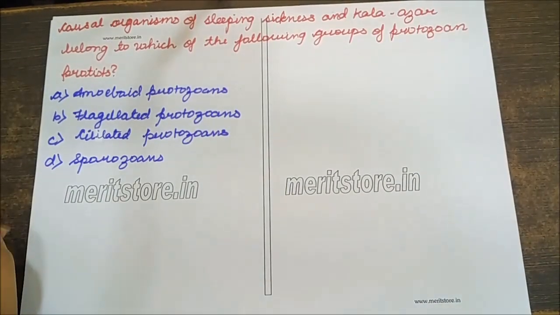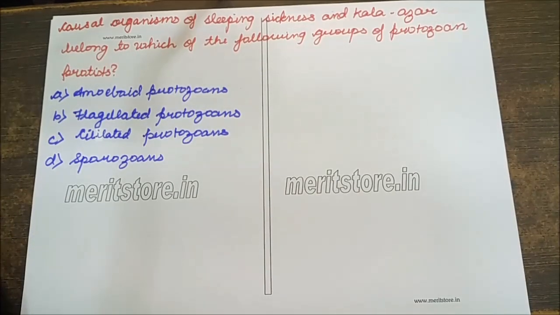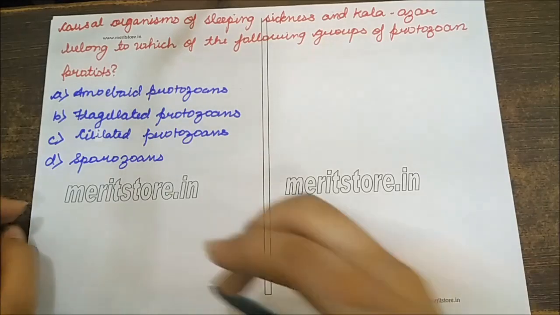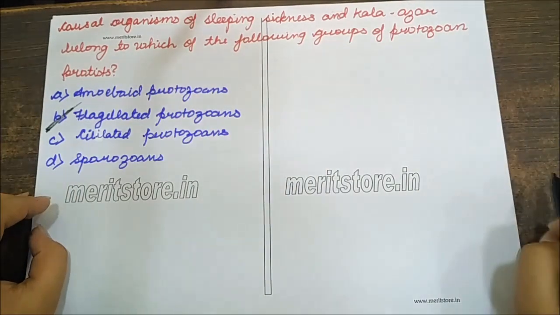Let's move to the next question. Causal organisms of sleeping sickness and kala azar belong to which of the following groups of protozoan protists? Amoeboid protozoans, flagellated protozoans, ciliated protozoans, or sporozoans? And the answer for this is flagellated protozoans.